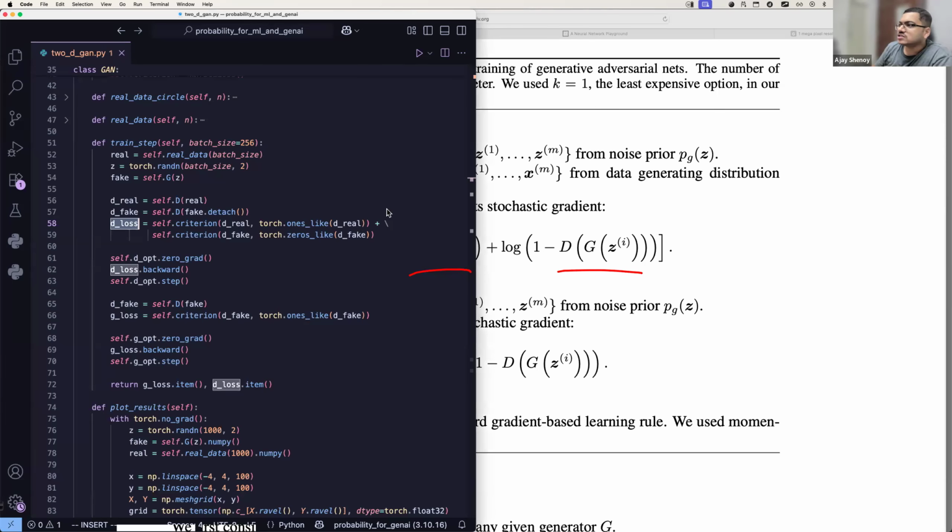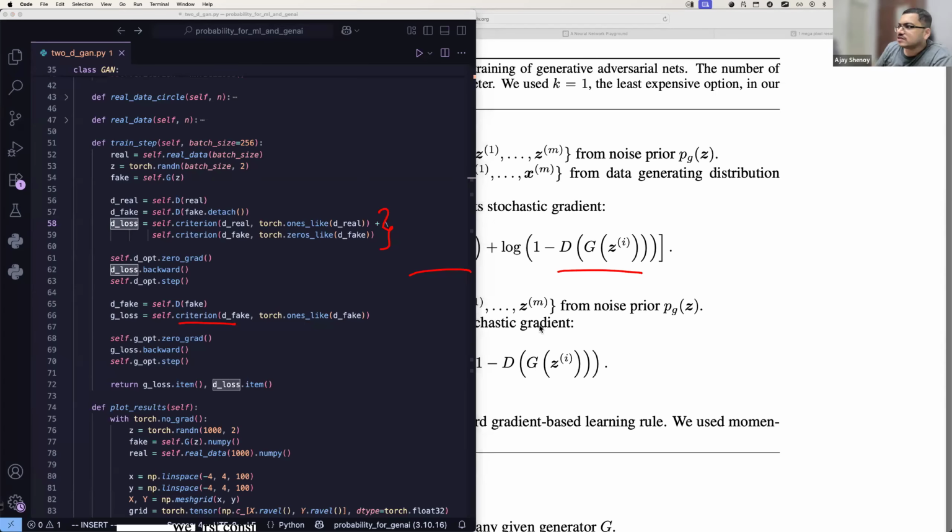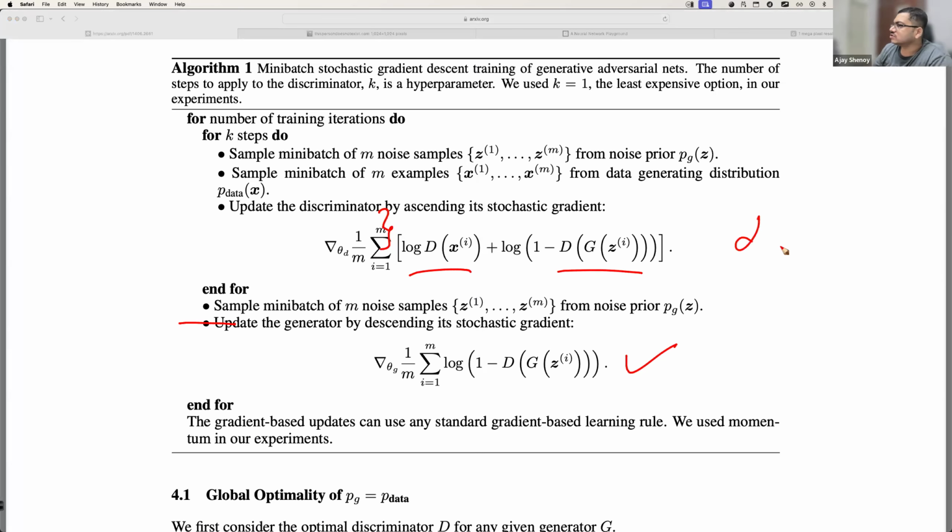So this D loss is nothing but this equation, okay? And the G loss is nothing but this equation. So this is D loss and this is G loss. It's an interesting thing to note that the generator part of it never sees the data.